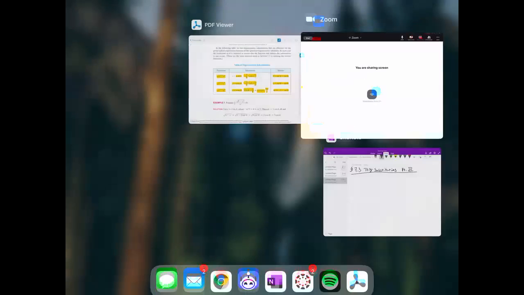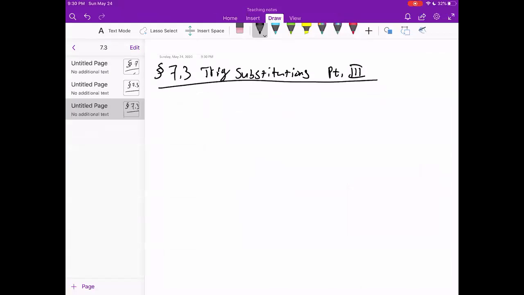Alrighty, so we're going to continue on. This is section 7.3. We're on part 3 now. So we've gone over, I've given you a chart of what trig substitutions to do when, and now we're just applying that. So we have example 3.